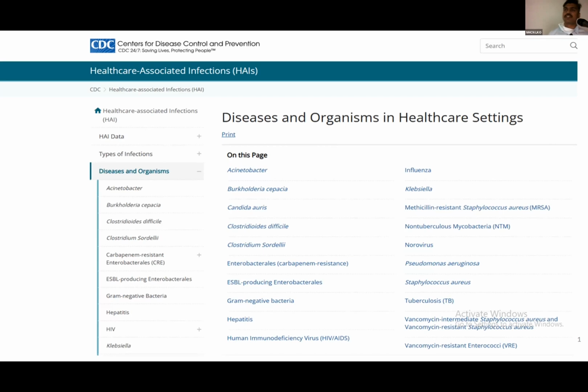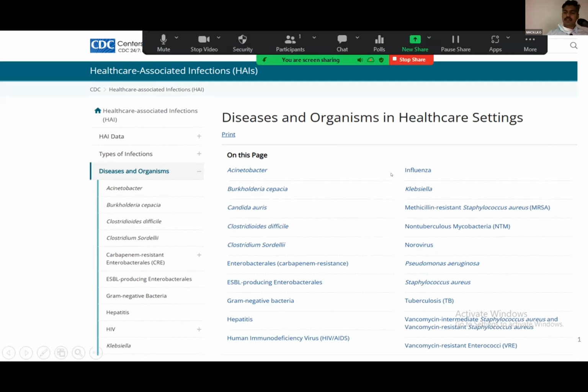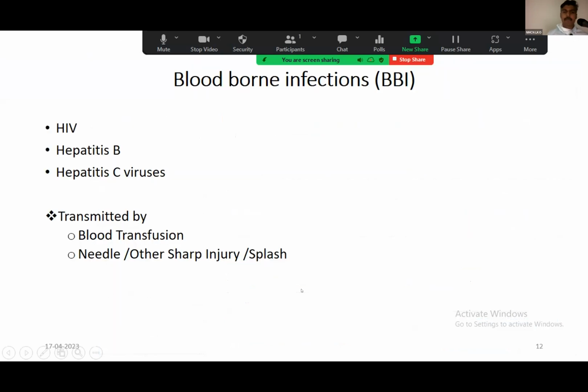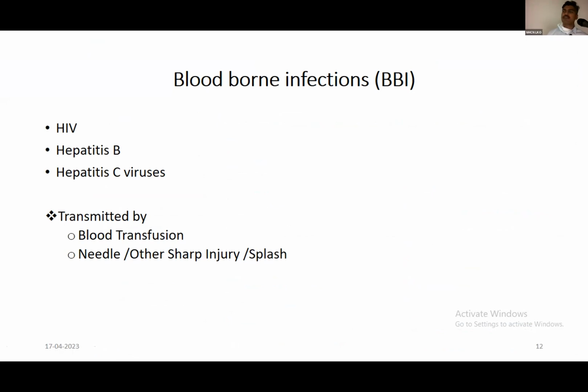If you go to the CDC website, there is a list showing the organisms causing hospital-acquired infections. The organisms I mentioned are the ESCAPE pathogens, but the list also includes Mycobacterium tuberculosis, norovirus in the pediatric population, and hepatitis and HIV viruses, which can be caused by needle stick injuries after admission to the ward. There can be bloodborne infections like hepatitis C virus and HIV, transmitted by blood transfusion, needle or sharp injuries, or splash injuries.